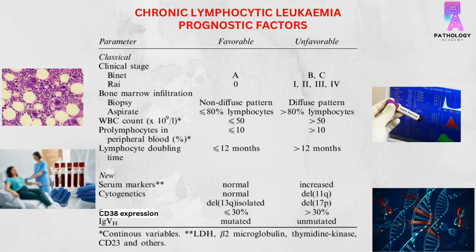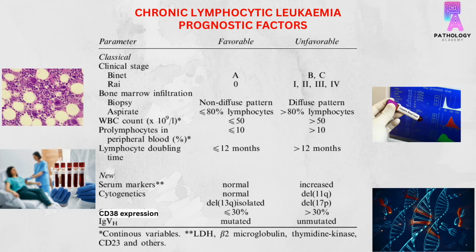The WBC count less than 50,000 has a favorable prognosis. However, if it's more than 50,000, it has an unfavorable prognosis. The percentage of prolymphocytes in peripheral blood, if it is equal to or less than 10%, has a favorable prognosis. However, more than 10% has an unfavorable prognosis. The lymphocyte doubling time, if less than or equal to 12 months, has a favorable prognosis. However, if it is more than 12 months, it has an unfavorable prognosis.